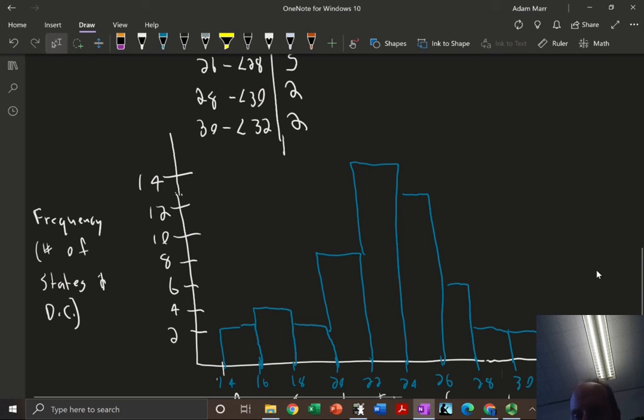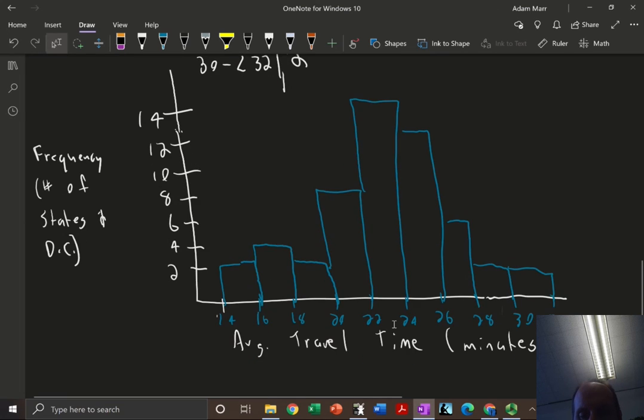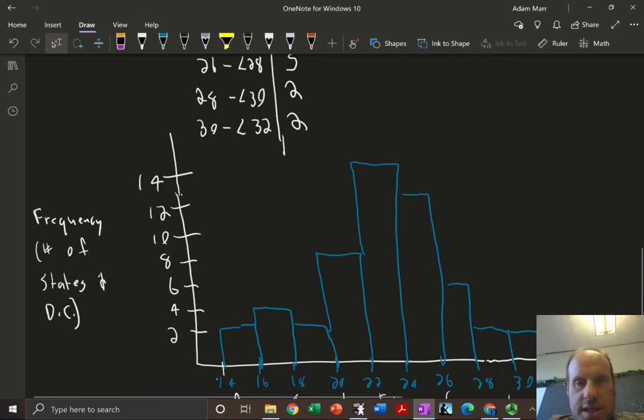Okay, so I would describe this graph as relatively symmetric, and there is a peak at average travel time of 22 to 24 minutes. Make sure the context is there: there's a single peak at average travel time from 22 to 24 minutes. There's no gaps, there's no obvious outliers. So that's all I would really say. Just say there's no obvious outliers. You don't have to mention that there's no gaps, only say it if there is one.